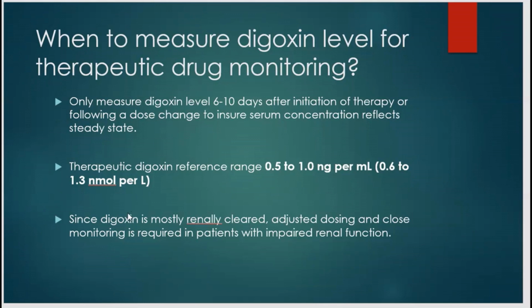Now, since digoxin is mostly renally cleared, we need to adjust the dose and closely monitor the levels in patients with impaired renal function, which I mentioned earlier as well. That's just to avoid the drug accumulation in those patients, which can lead to toxicity sooner.